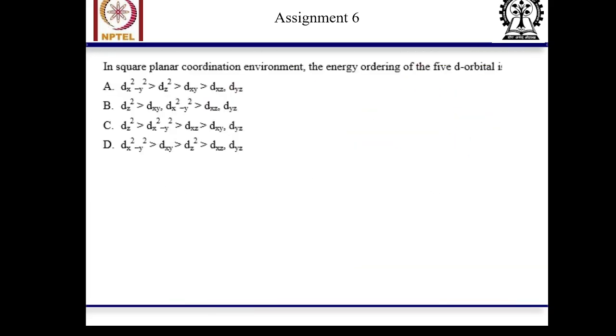Next question: in a square planar coordination environment, the energy ordering of the 5d orbitals is? What is the energy order for square planar complexes? Can anyone comment on this? Can anyone tell which is the correct answer for this one?